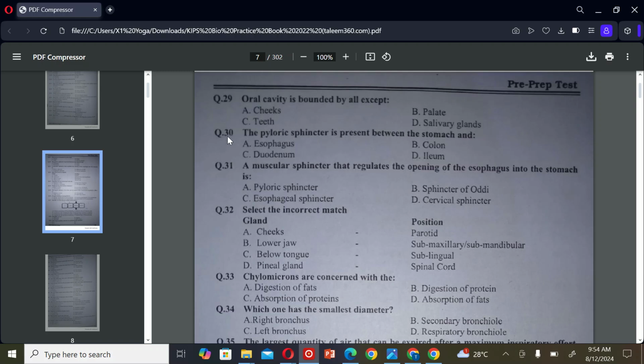Salivary gland. The next MCQ is: the pyloric sphincter is present between the stomach and A. Esophagus, B. Colon, C. Duodenum, and D. Ileum. So the correct option is C.